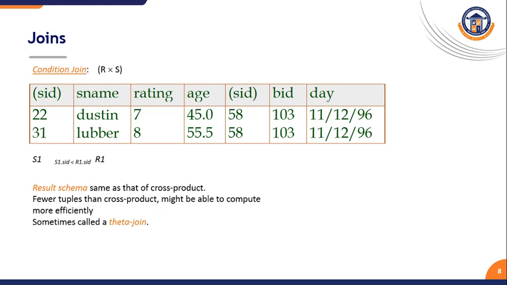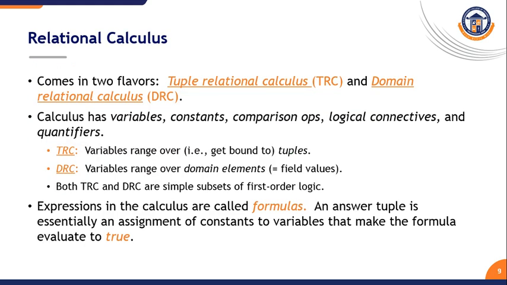The next one is relational calculus. Now we have shifted from relational algebra to relational calculus. Remember, relational algebra is procedural. It tells how to get the answer from the database. Relational calculus is declarative. It tells what we want from the database.